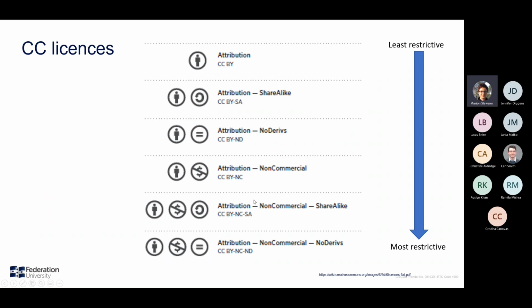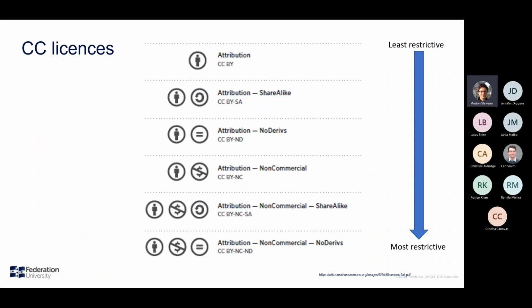And again, you can see this only applies to a couple of the licenses. So one where you're supposed to attribute but you're not allowed to make derivative works, and one where you're supposed to attribute, but you're not allowed to make derivative works and you're not allowed to use it commercially, and that's the most restrictive of all the licenses that are available.